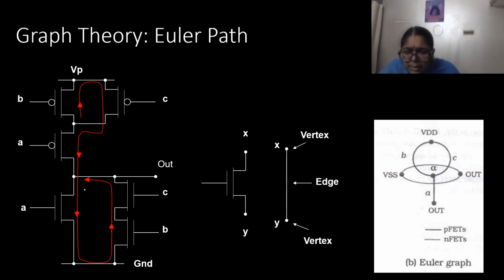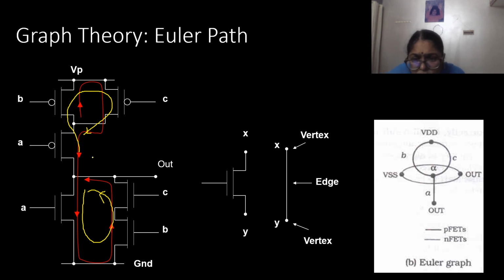So if I may have made a path A, B, C like this, so my input order will be A, B, C. Similarly, here in the P side, A, B, C if I have, then the input order A, B, C holds good here also. So I can draw a stick diagram using the order A, B, C as the inputs given to the polysilicon.